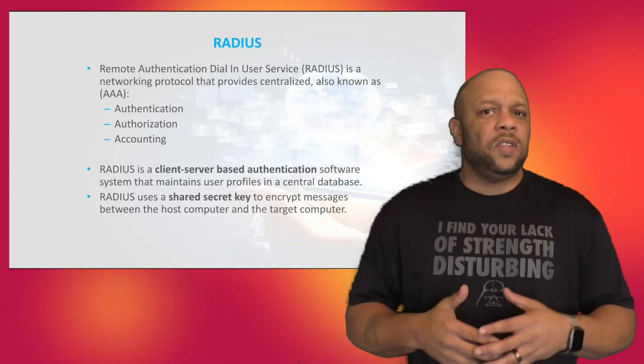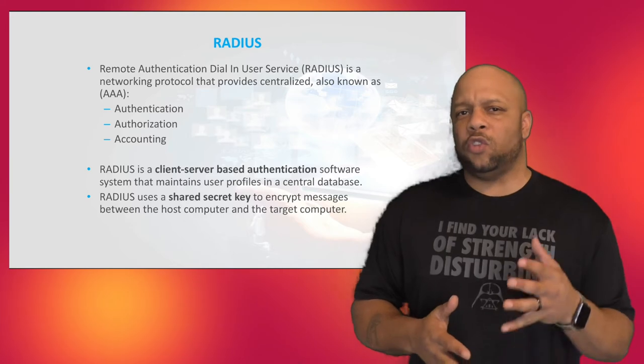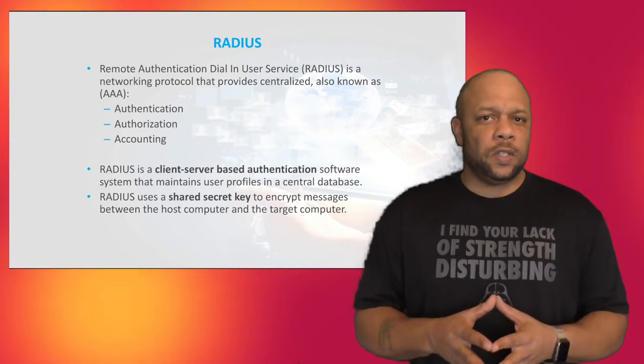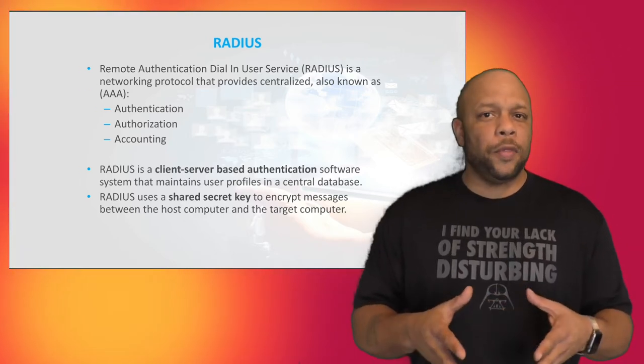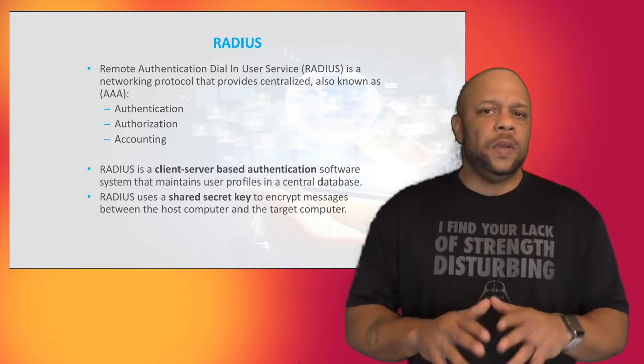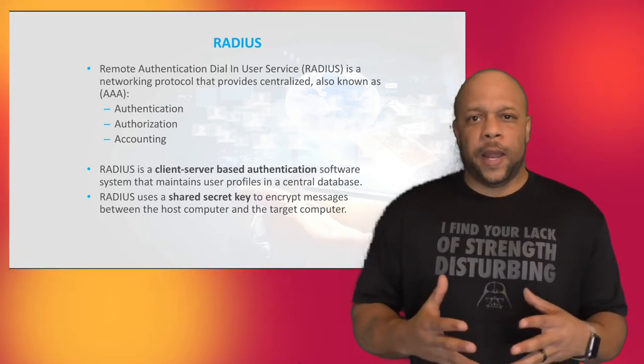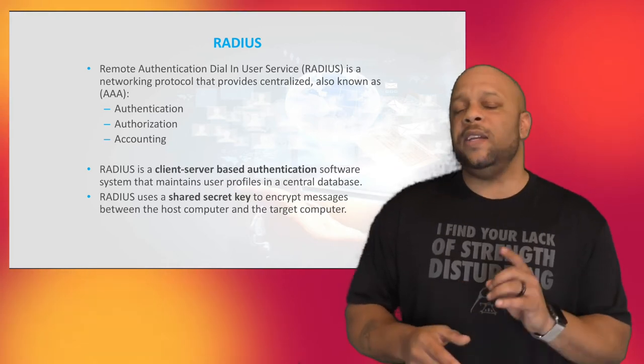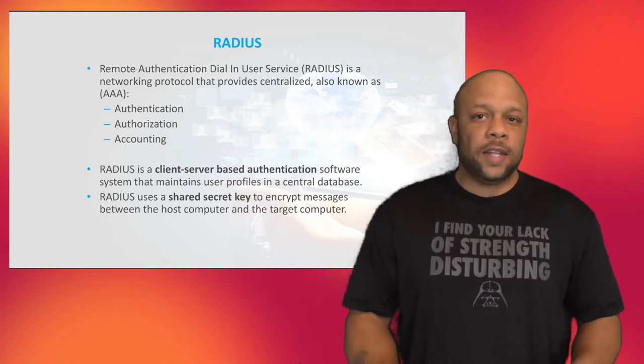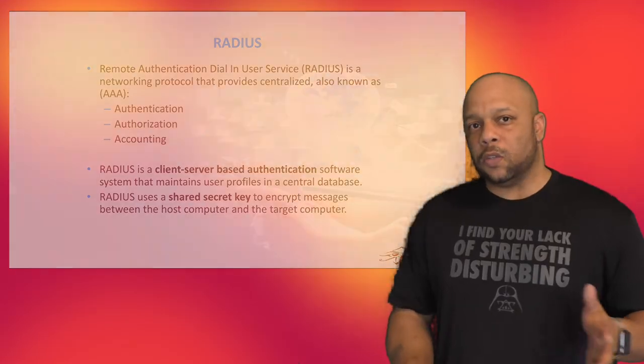Next, we'll deal with Radius. Radius is about the oldest of the remote access protocols that we deal with. It is the introduction of what we call AAA services. AAA services are simply authentication, authorization, and accounting. The things to remember when it comes to Radius is that it's a client-server-based protocol and it uses a shared key. Let's walk through simply how Radius works.